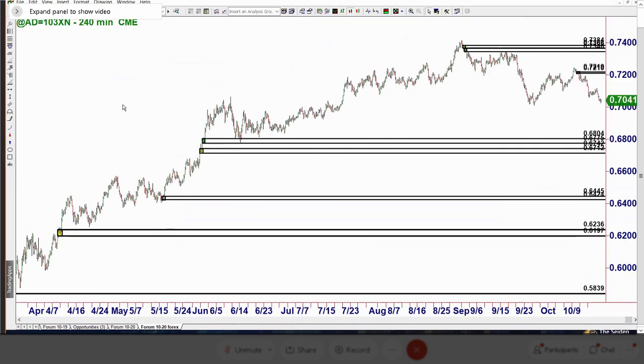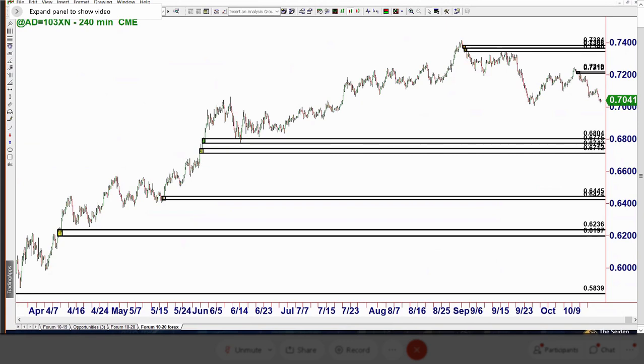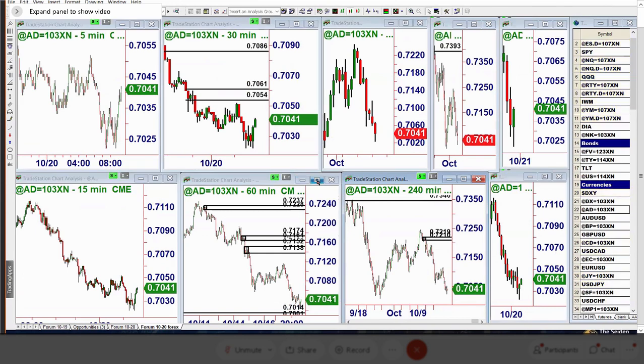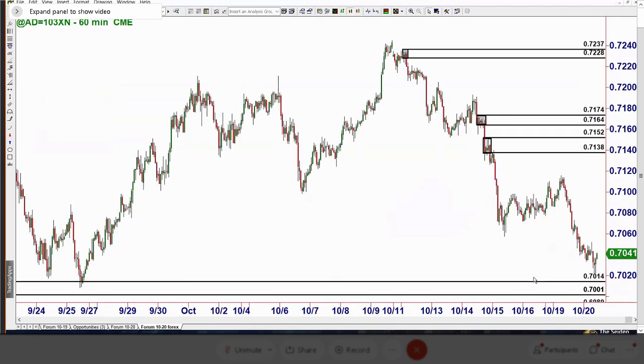Now, just to get a kind of big picture lay of the land here, right? You can see we're not near a key larger time frame supply or demand level, right? We're kind of in the middle. So having said that, we can now go down to smaller time frames like the 60-minute chart, and you'll see sitting below current price.